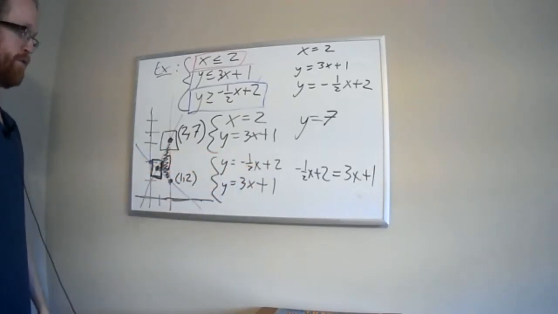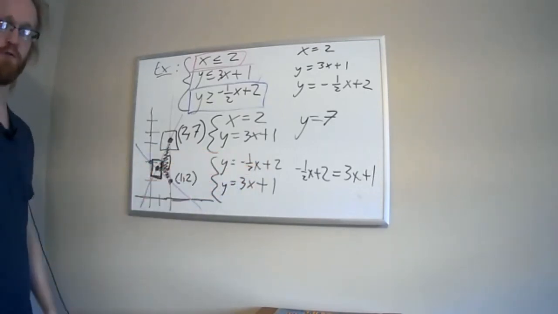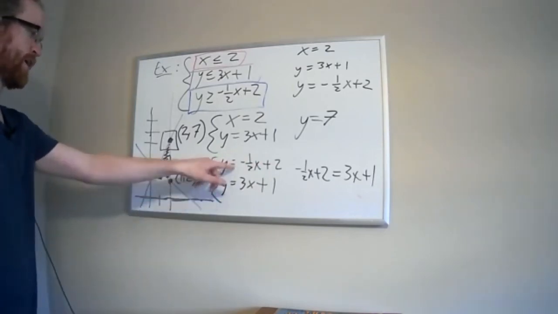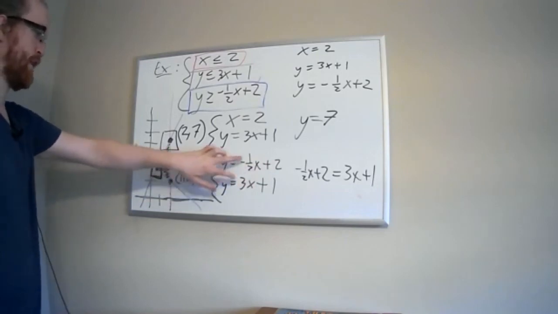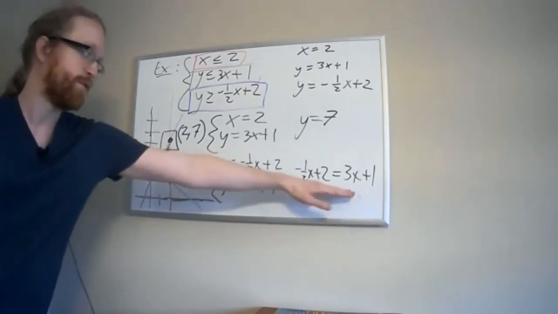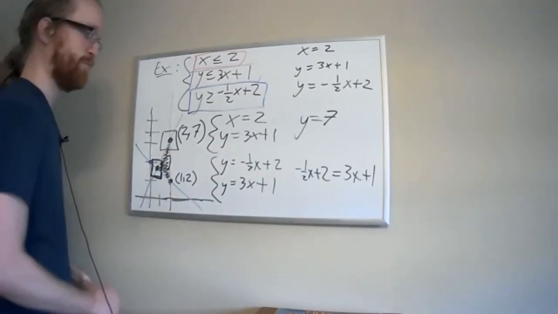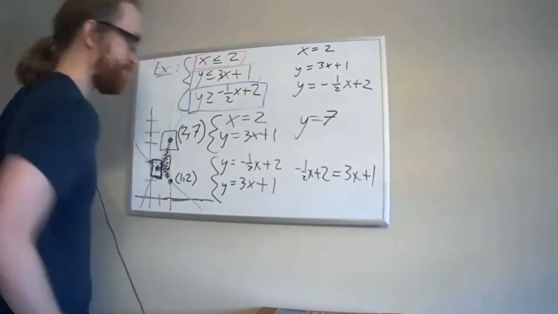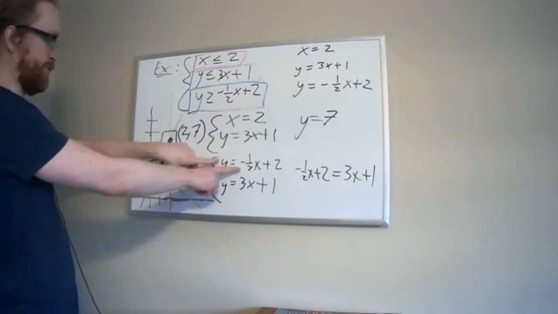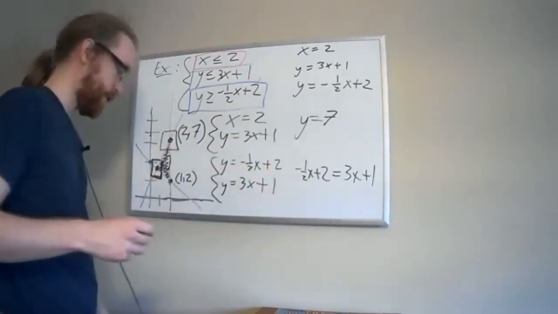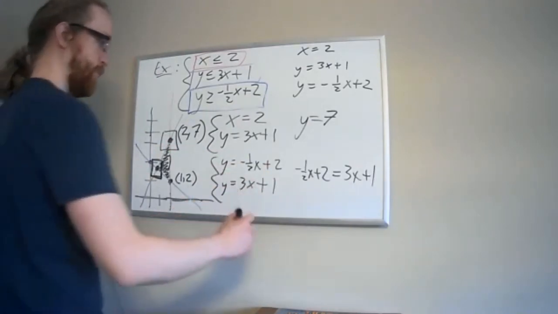You might hear someone else call this setting the two equations equal to each other, which is technically correct. They're both equal to y, so I can set this equal to this. But it's really just substitution. So I'm going to call it substitution, but you call it whatever you want. So I substitute this down here. I get this. I can now solve this for x. And I'll do that.